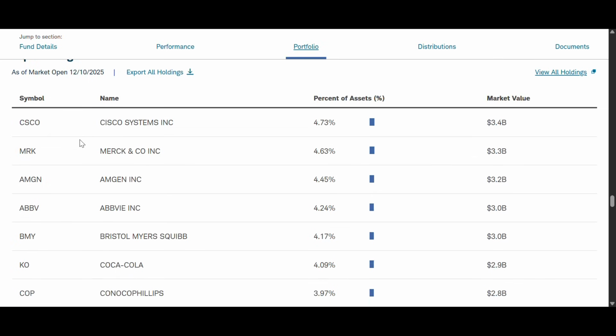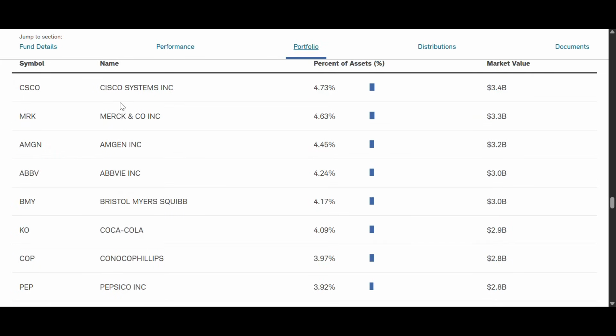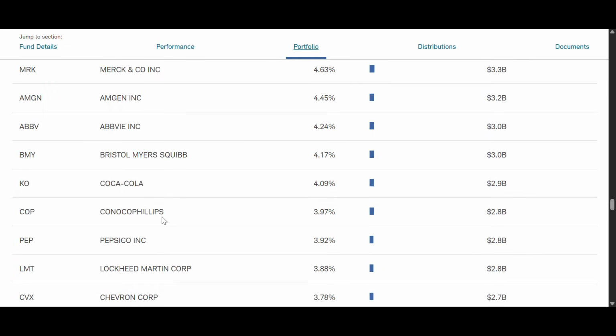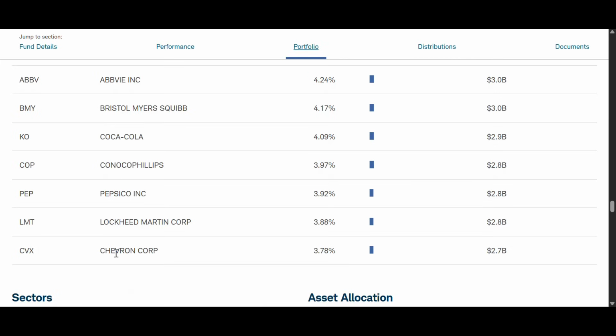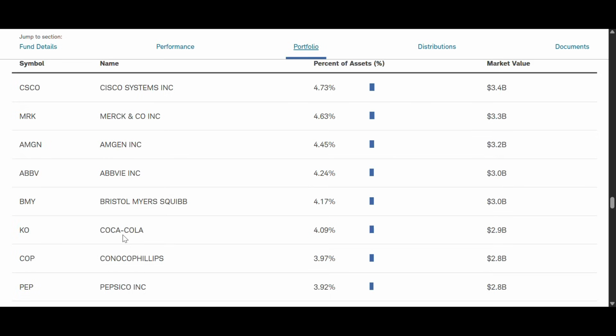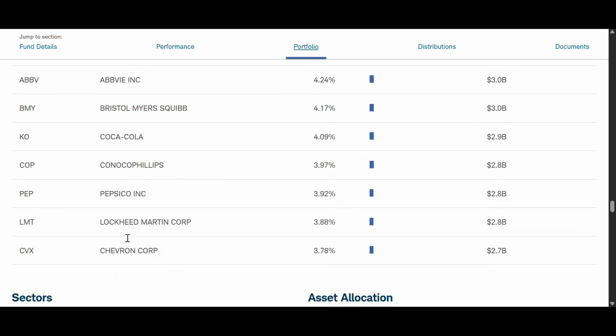I like these selections in here. A lot of these are what I own individually. I don't own Bristol Myers. I don't own ConocoPhillips. I don't own Chevron. So SCHD fills in a few of the gaps, and it takes some of the guesswork out of it for me. So I could technically sell some of these positions where I already own them, but I don't want to because I don't want to get the capital gains on them. And perhaps I want to own a little bit more of them.